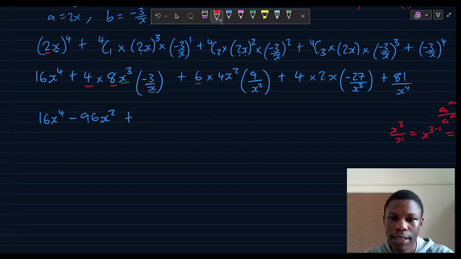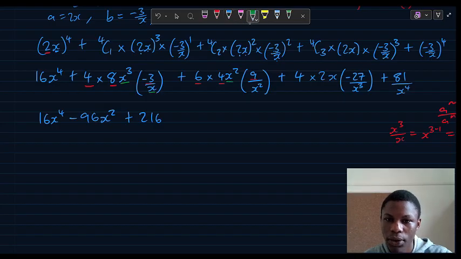So we've got 6 times 4 times 9, that's 216. And then we've got x squared over x squared, so they just cancel out. Okay. Then we go to the next one. Doesn't look like it's positive, so I'll remove that. We've got 4 times 2 times minus 27. That's negative 216.